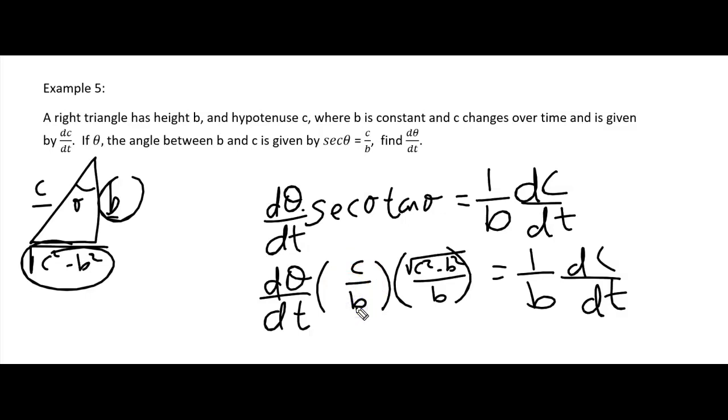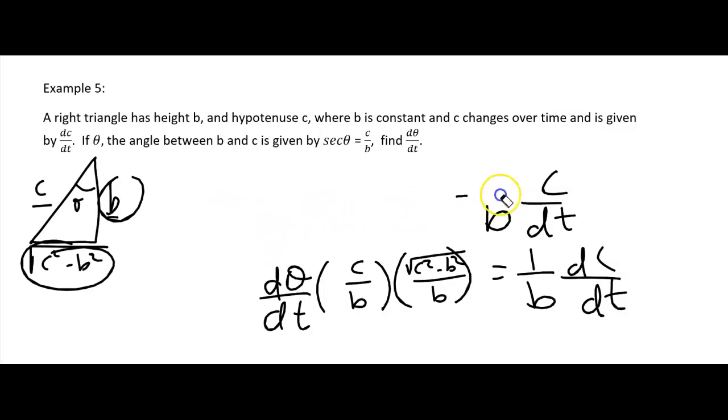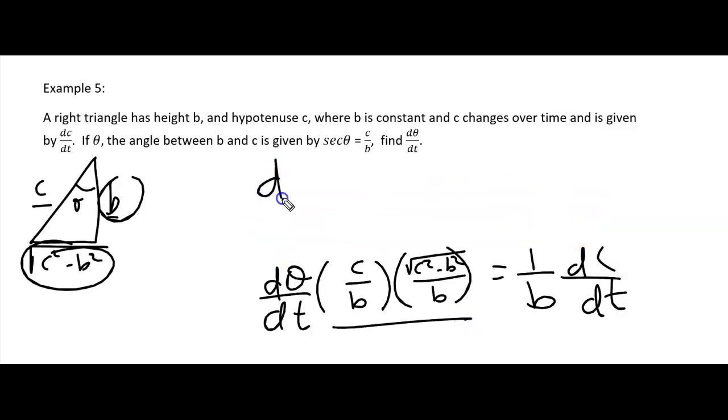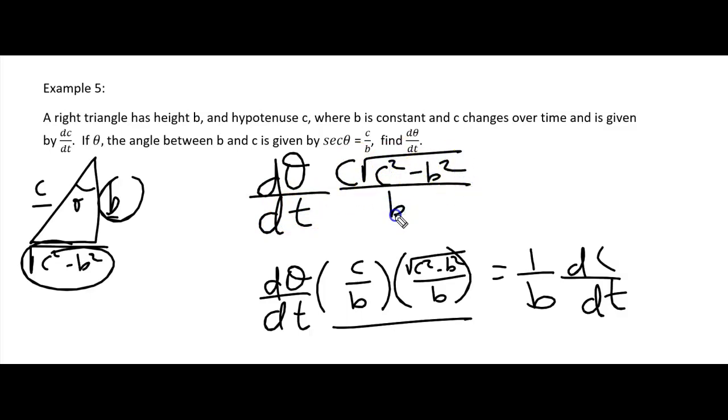Okay, so now we're going to simplify this a tad bit. I'm going to multiply these together. Not going to look very impressive. It's going to be c square root c squared minus b squared over b squared.